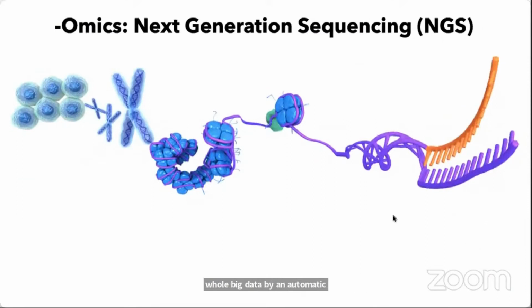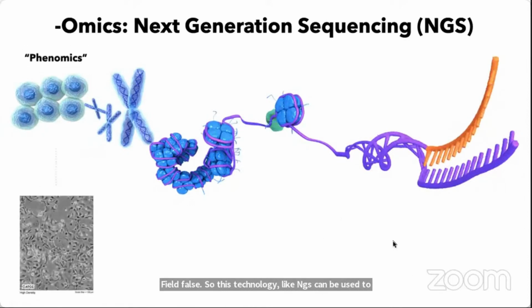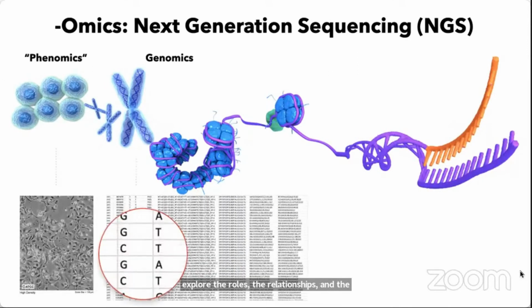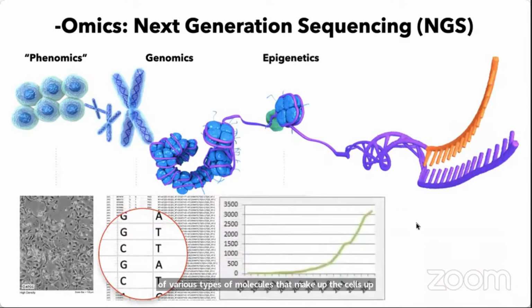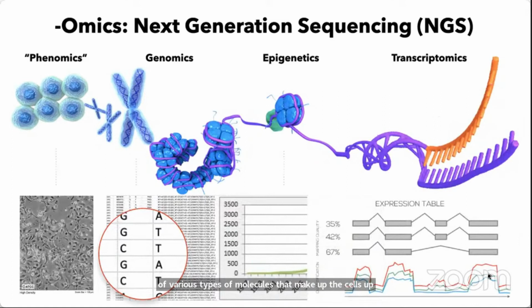So this technology like NGS can be used to explore the roles, the relationships, and the actions of various types of molecules that make up the cells of an organism. And many types of these omics data can be generated using, as we know, the next generation sequencing technology. And we will also discuss in this program how this data can show detailed information about genomic variants and the patterns of gene and isoform expression and the differences in the microbial communities that drive the differences in the disease biology.